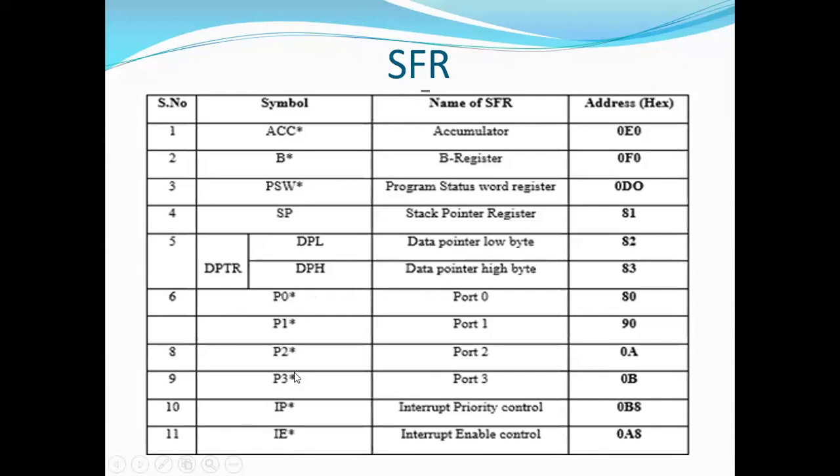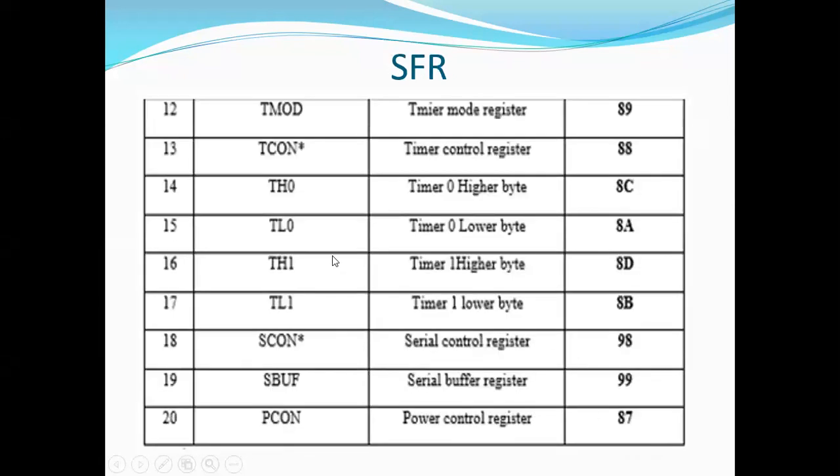Then port 0, port 1, port 2, port 3, interrupt priority control, interrupt enable, like that, different special function registers. Then timer mode, timer control, timer 0 higher, timer 0 lower, timer 1 higher, timer 1 lower, serial control, serial buffer, power control. These are the special function registers available inside the 8051 microcontroller. Their memory locations are also given, specifically for the special functions, so they are called special function registers.